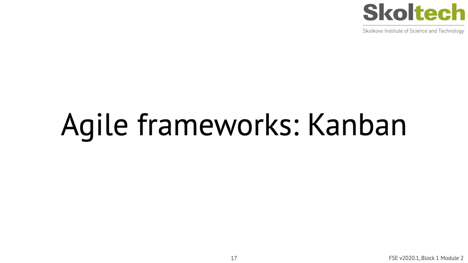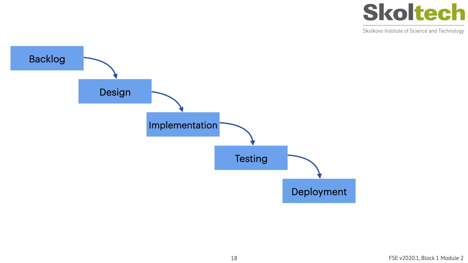The second framework that we are going to be covering is called Kanban. The actual Kanban framework was inspired by the Toyota production process. It goes pretty much like this. Let's say a team has a process where the work items go from backlog to design, then implementation, testing, and deployment.